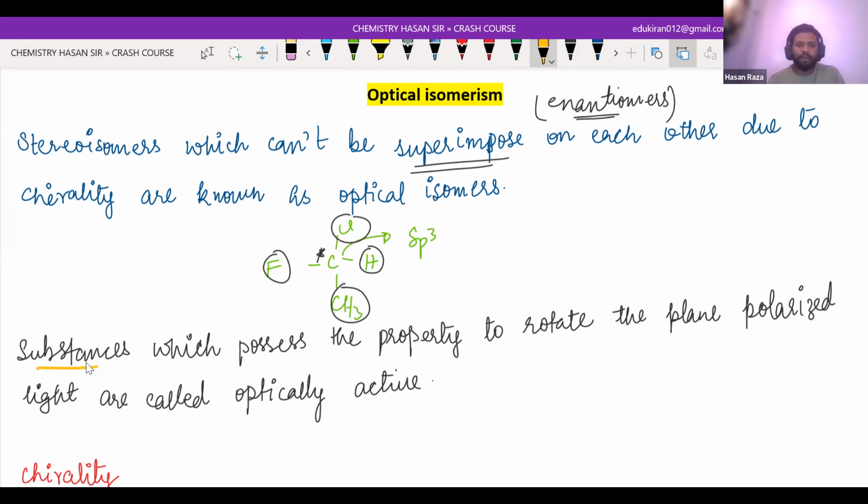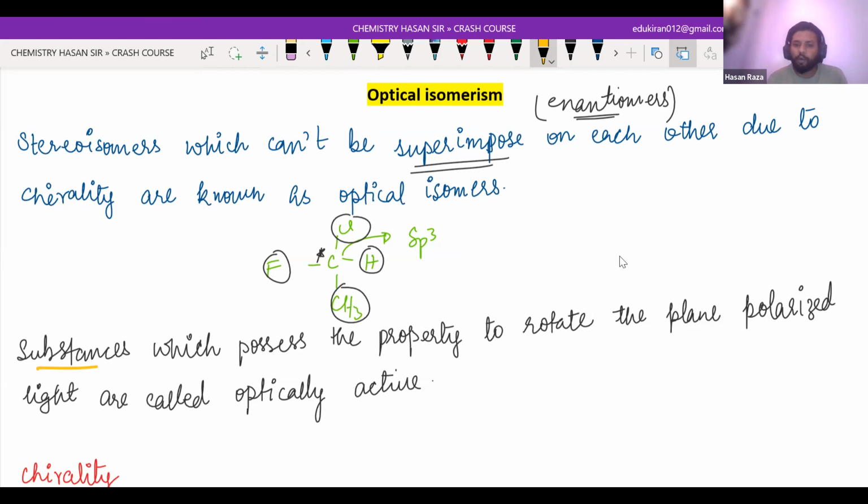You need to pass light through the substance, which has the property to rotate plane polarized light. Basically, if you have a compound and you don't have any idea about its optical activity or inactivity, you just need to pass light through that substance. That light is plane polarized light. And if the light rotates, either clockwise or anti-clockwise, it is an optically active compound.